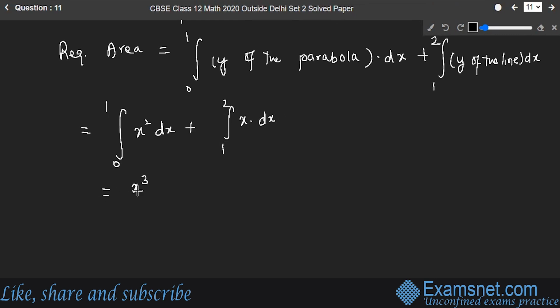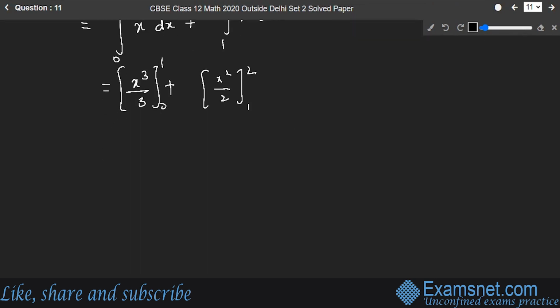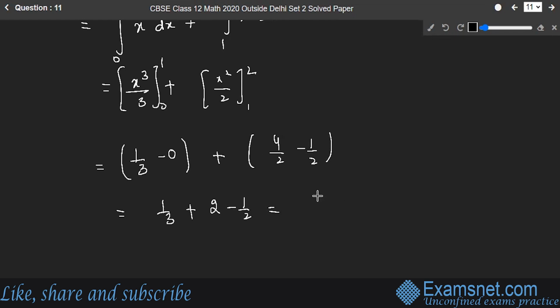This is equal to x cube upon 3, the limits are 0 to 1, plus x square upon 2, limits are 1 to 2. This is equal to 1 upon 3 minus 0, plus 4 upon 2 minus 1 upon 2, which is equal to 1 upon 3 plus 2 minus 1 upon 2. This is equal to 1 upon 3 plus 3 upon 2.